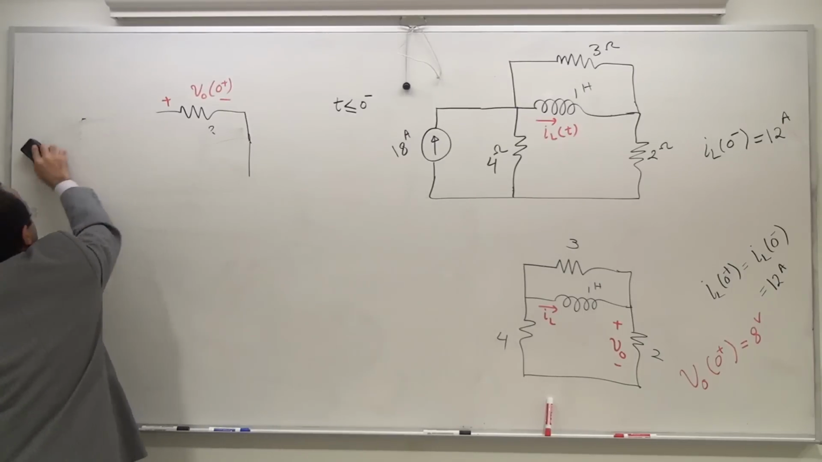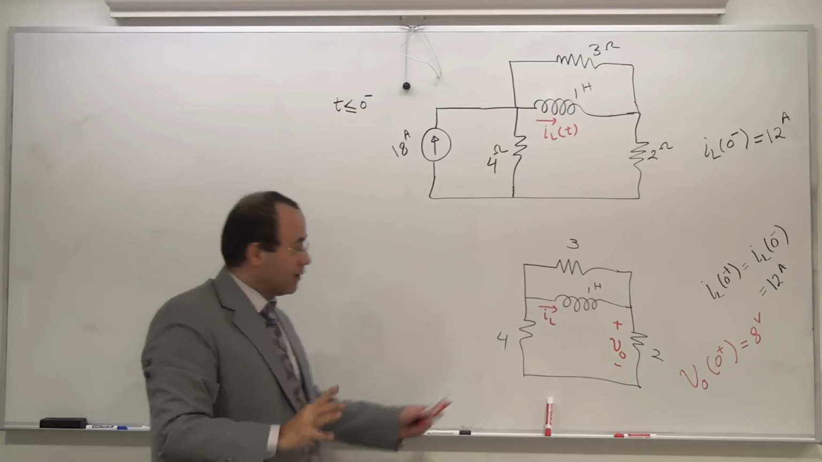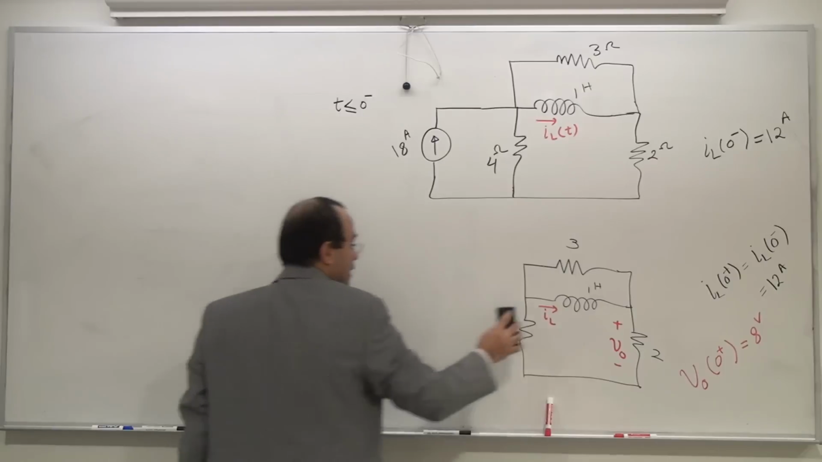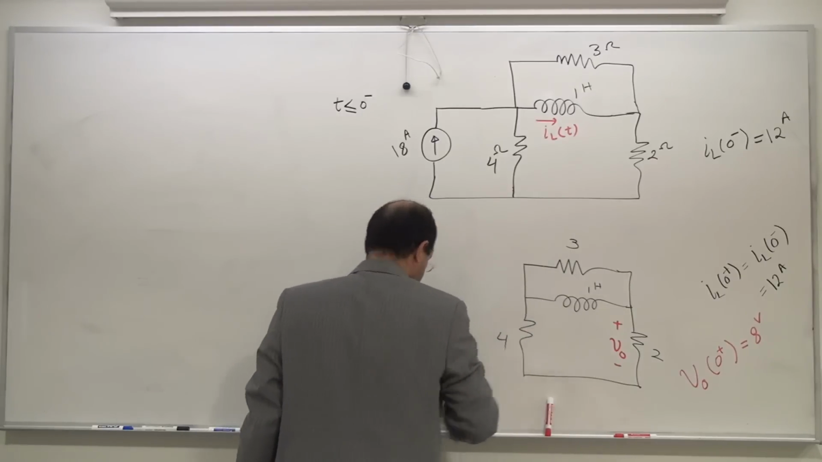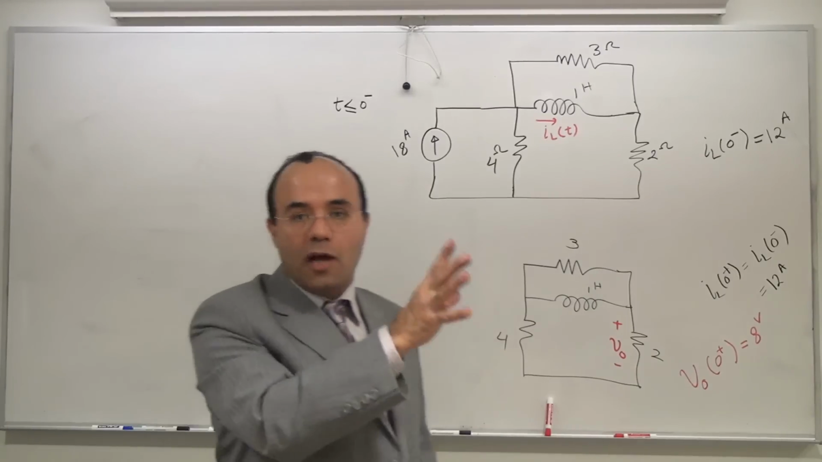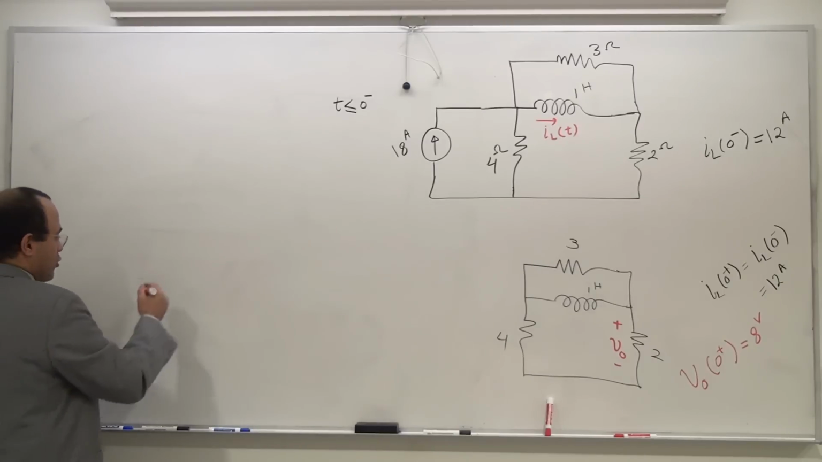Remember, when you replace the inductor with a short line, keep your original circuit inside. So my original circuit is inside. Do I need IL of T? I don't really need this anymore. So that's my system. I let this system go for a long time. So when I say a long time, the inductor is going to act like a short line.